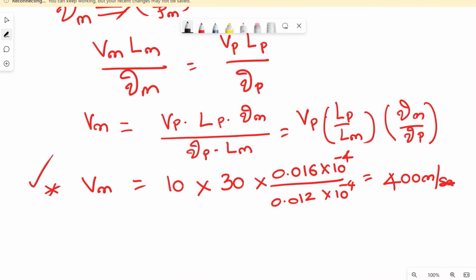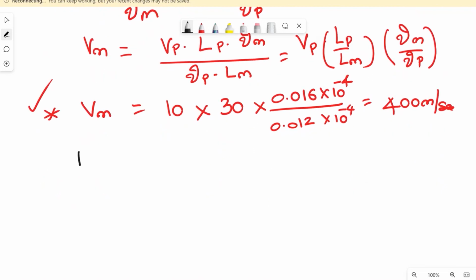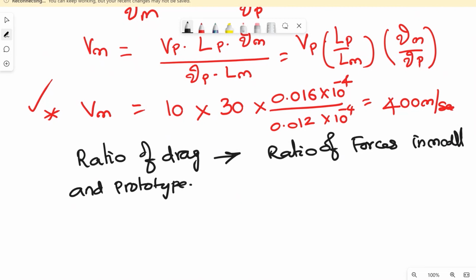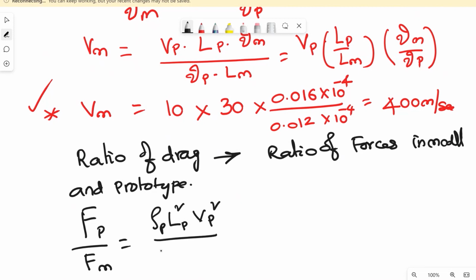Now let us go to the second. What did he ask? The ratio of drag. I already mentioned that drag means the ratio of forces in the model and prototype. So I take F p divided by F m, and the drag force is nothing but mass into acceleration. So we can write rho p L p square V square over rho m L m square V square.